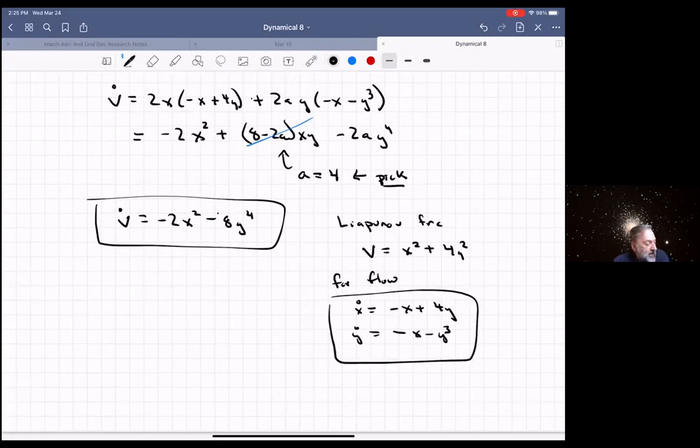I found a Lyapunov function. My Lyapunov function is positive everywhere except at the origin, which was the fixed point where it's 0, and its derivative is negative everywhere. So that means that for the origin, I've ruled out the fact that there could be any limit cycles.